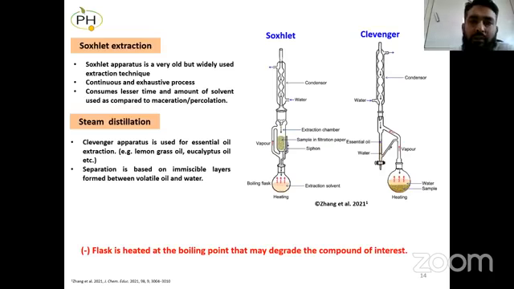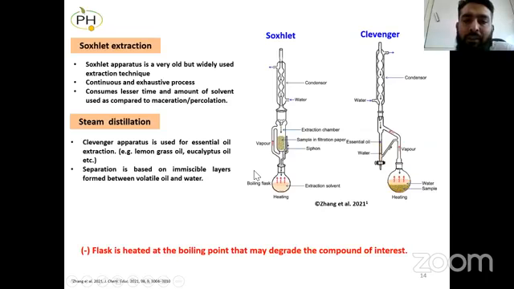These are the methods which are possible for a lab student who can perform easily. You just require a Soxhlet apparatus. Soxhlet apparatus is given after the name of Soxhlet, a scientist. It is a very ancient method because it was invented in the 18th century, and it is a very classical method.